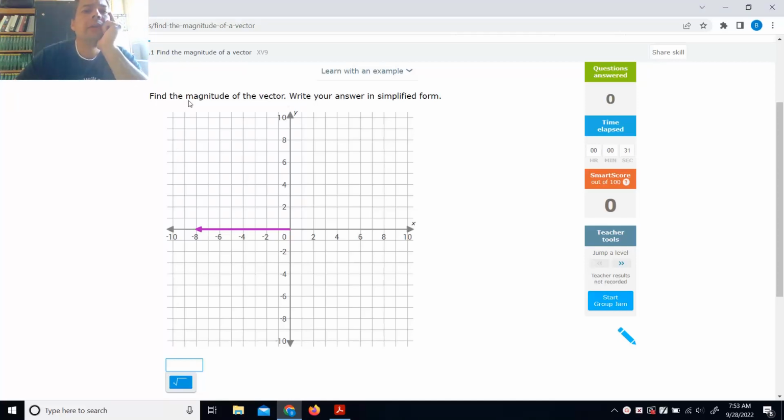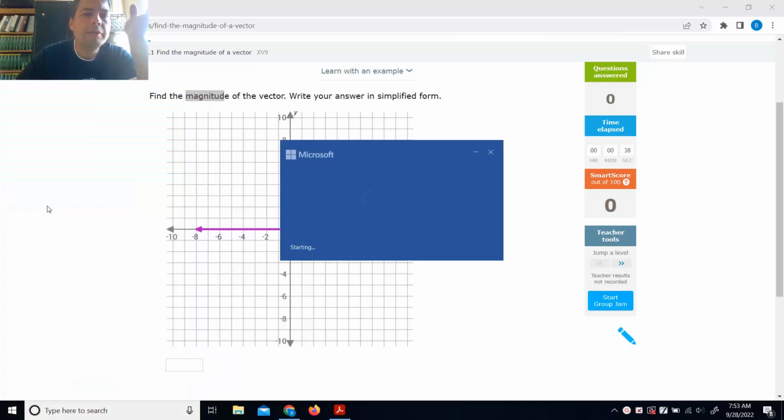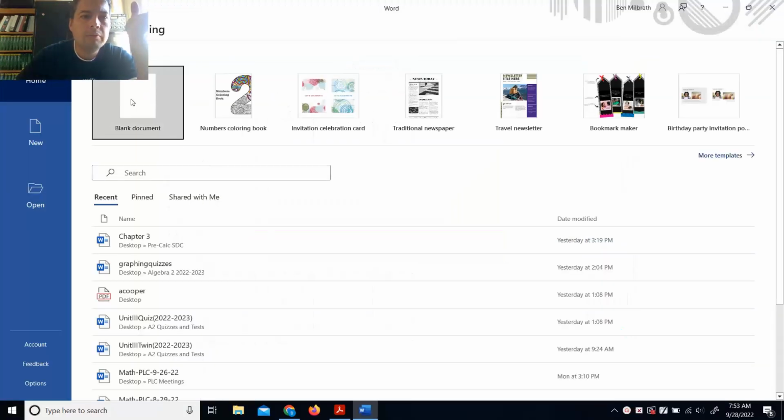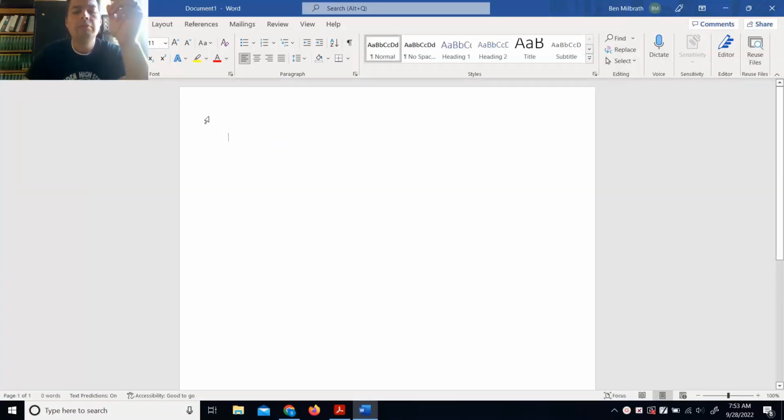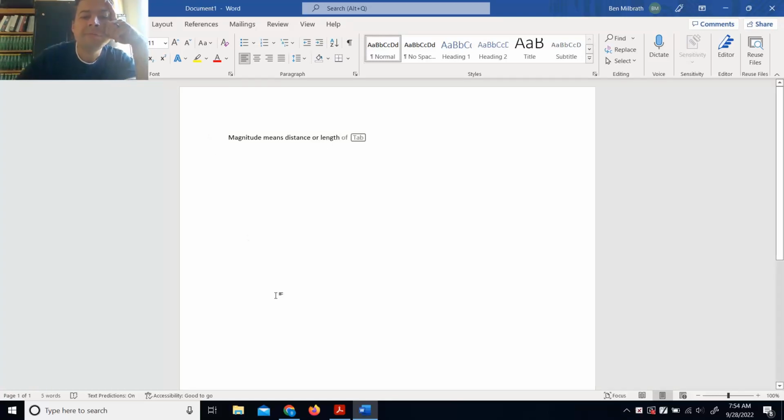So this one is talking about magnitude of a vector. Magnitude is a concept of length, and that's what magnitude is. Magnitude is distance or length, nothing more. So if you need that for a note, the word magnitude, which is a strong word, means distance or length. That's all it means, distance or length.